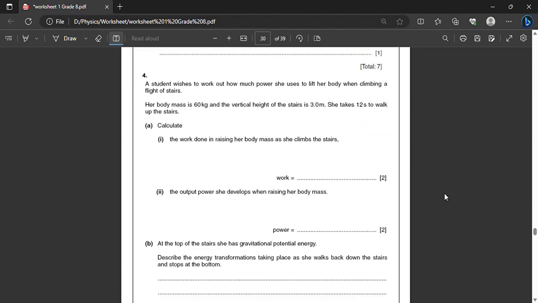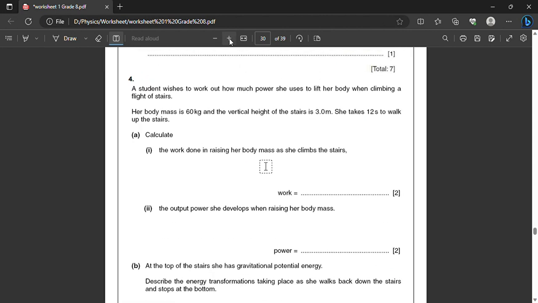Let me check the next question. Okay, let's check question number 4. A student wishes to work out how much power she uses to lift her body. Her body mass is 60 kilograms and the vertical height of the stairs is 3 meters. She takes 12 seconds to walk up the stairs. Calculate the work done. So let's check. Work done is the same as the formula of energy. So work is force times distance.